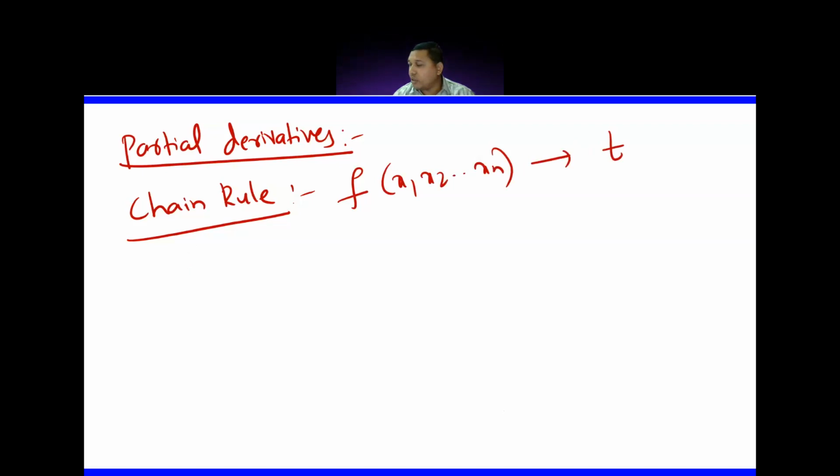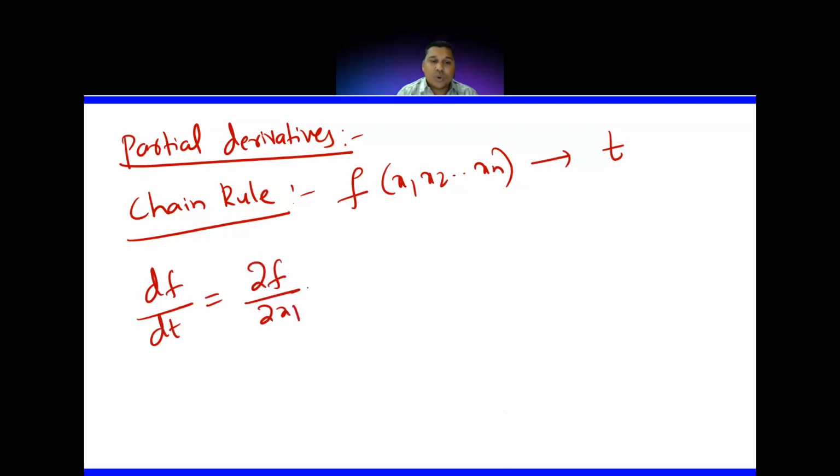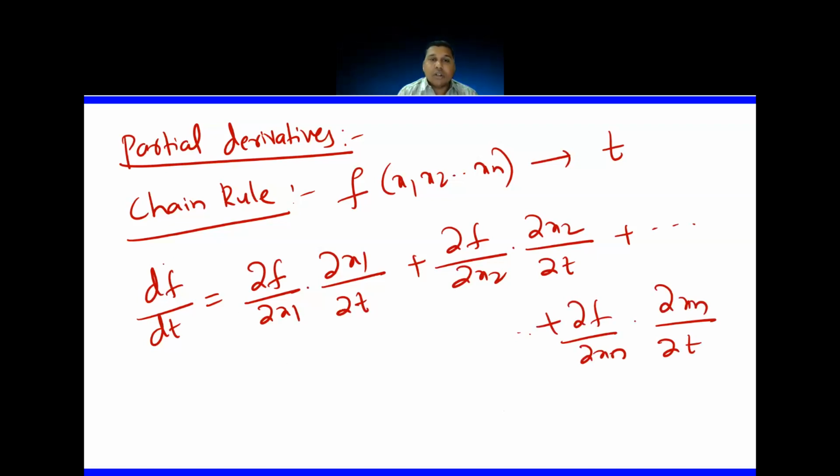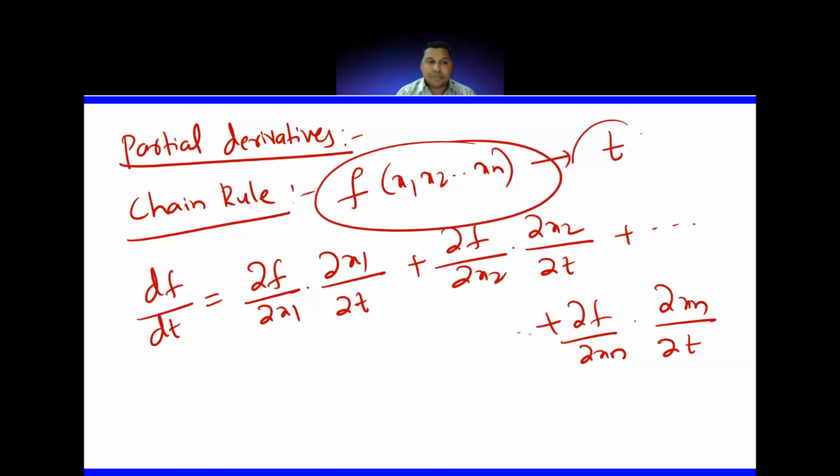How do we find this derivative? We try to find the partial derivative df/dt. This is nothing but ∂f/∂x1 into ∂x1/∂t plus ∂f/∂x2 into ∂x2/∂t, and so on like this till n, so plus ∂f/∂xn into ∂xn/∂t. This is your chain rule. If you find that, that is your partial derivative, the differentiation of this function f, which is a function of t.